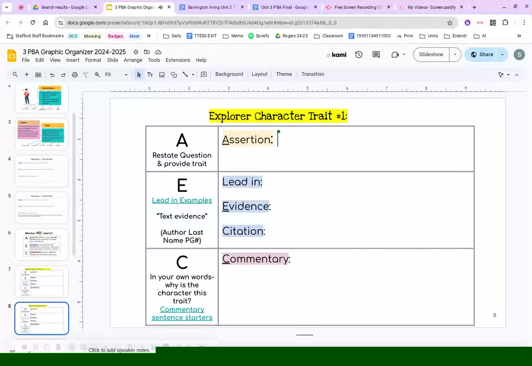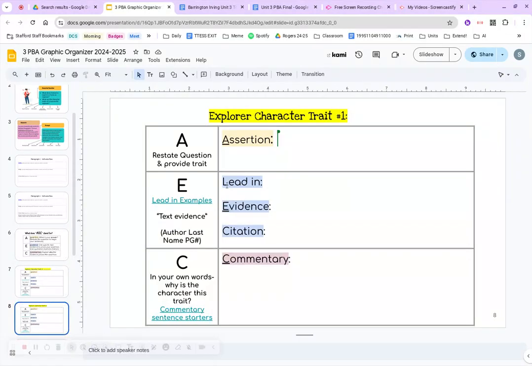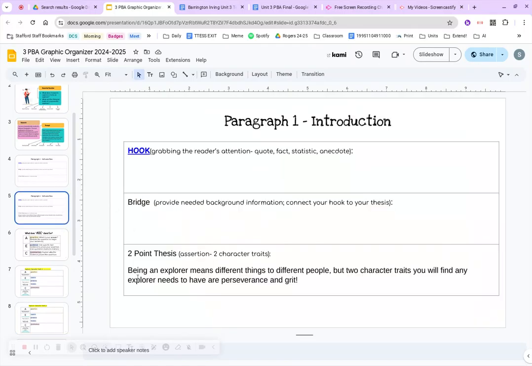Hey there, in this video we are going to look at how to write your first body paragraph. So step one is going to be to write down the character trait that you'll be discussing in this paragraph. You can find those by going back to your introduction and looking at your thesis. In your thesis, you should have written down the different character traits you plan to discuss in your essay.